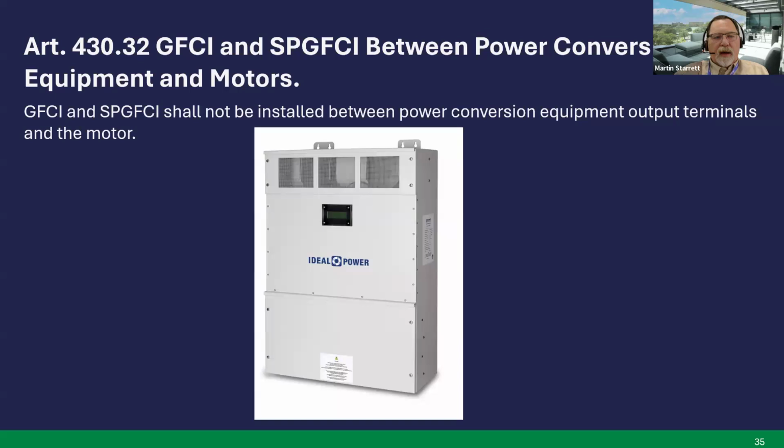Article 430.32, excuse me, I believe that should be 430.132. Ground fault circuit interrupter and special GFCI between power conversion equipment and motors. Ground fault circuit interrupters and special ground fault circuit interrupters shall not be installed between power conversion equipment output terminals and the motor. They'll have to be installed on the line side of these. Next slide.